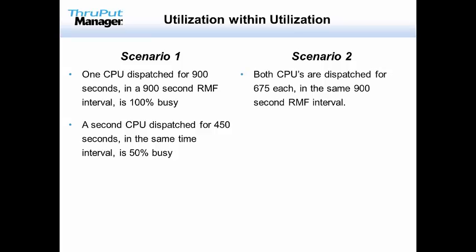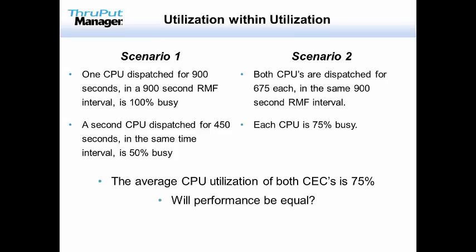Look at scenario 2. Let's say both the CPUs in the same machine are dispatched for 675 seconds each in the same 900-second RMF interval. Now in this case, each of those CPUs would then be measured as 75% busy. So what's the total? Well, the average utilization of both of these machines, if you were to simply look at that number, would be 75%.